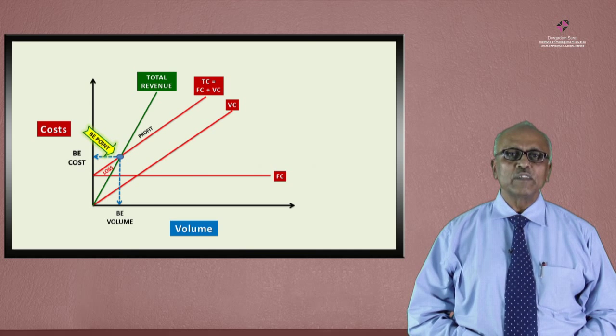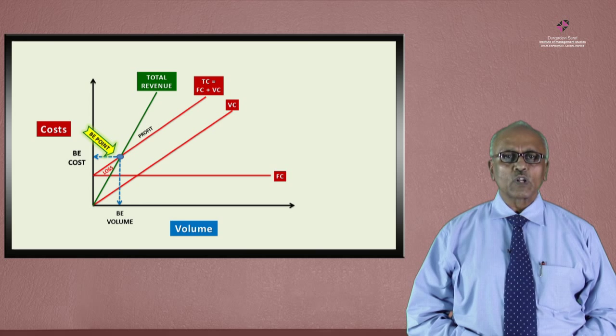So there are three ways in which you can actually change the location of the break-even point vis-a-vis the total revenue line and the total cost line.